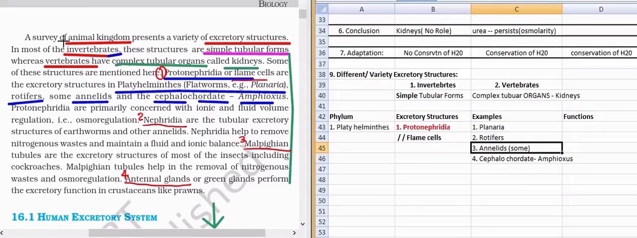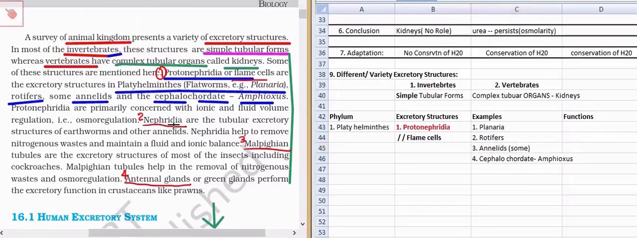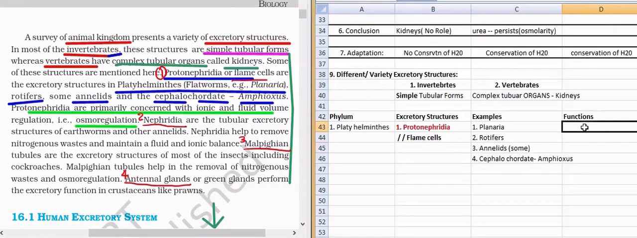Next, he is saying the function. What function is he trying to say? The protonephridia are primarily concerned with ionic and fluid volume regulation, which is nothing but osmoregulation. So we have to write here the functions. What is the first function? Number 1, ionic and fluid regulation. Second, it's also called osmoregulation. It's a common point from now onwards.